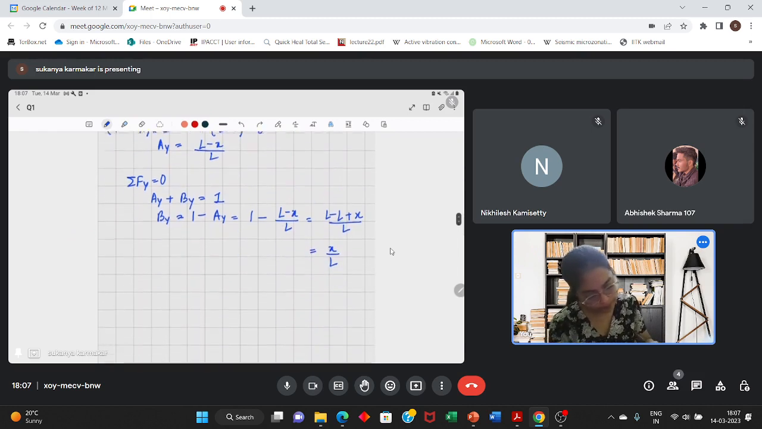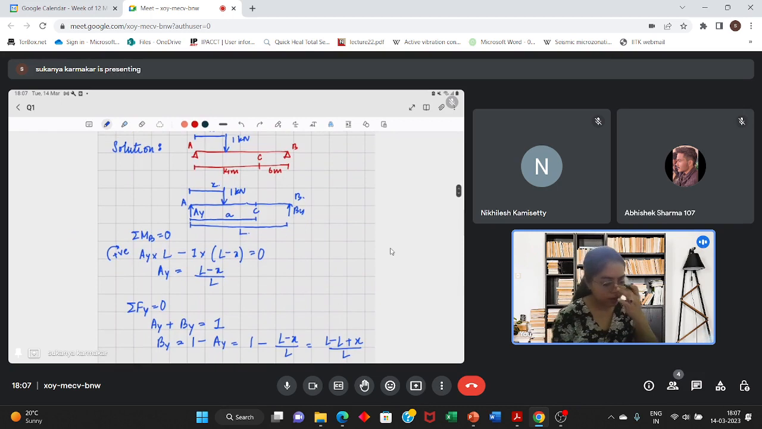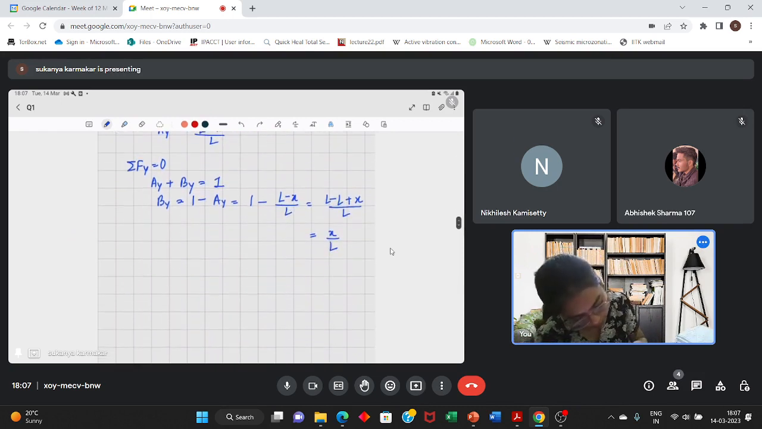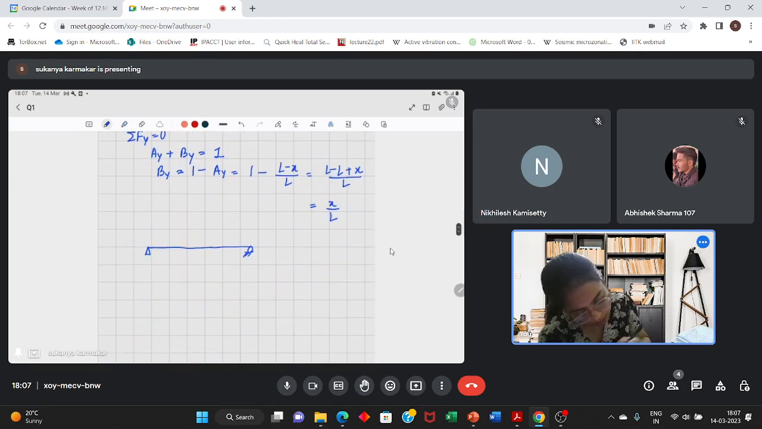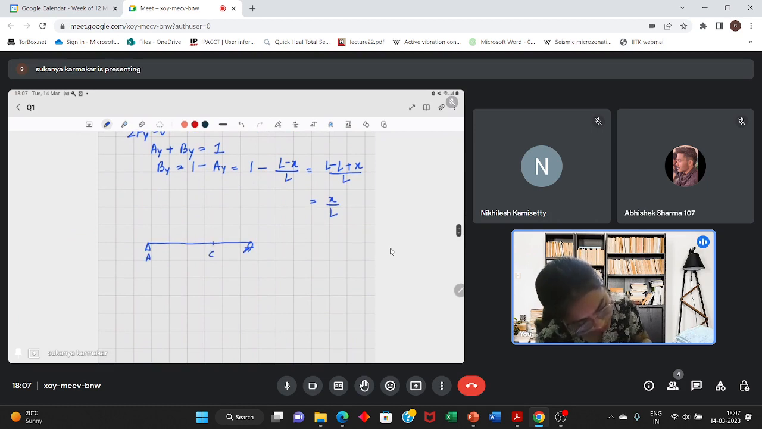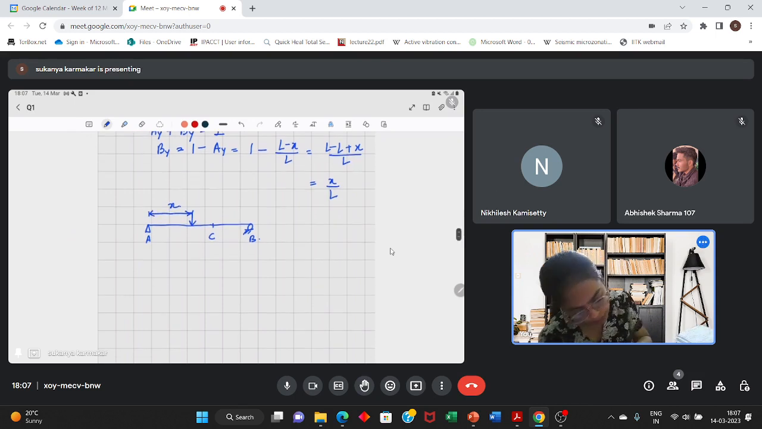So first I'll consider the situation when this is A, this is C, this is B, and the unit load is to the left side of C. So we already have the reactions of AY and BY. So consider this portion. Here you already know what is BY.